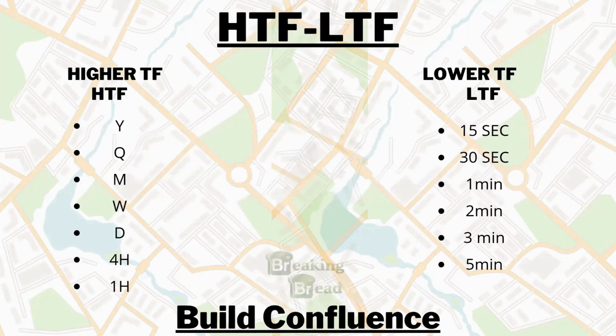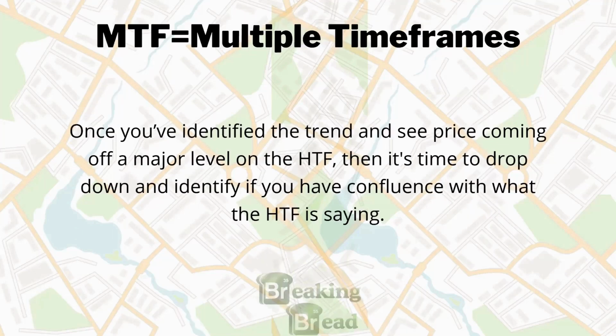Now, your higher time frame could be the year, the quarter, the month, the week, the day, the 4 hour, the 1 hour. Your lower time frames, 15 seconds, 30 seconds, 1 minute, 2 minute, 3 minute, 5 minutes, could be considered your lower time frame. Now, I use multiple time frames to build my confluence.